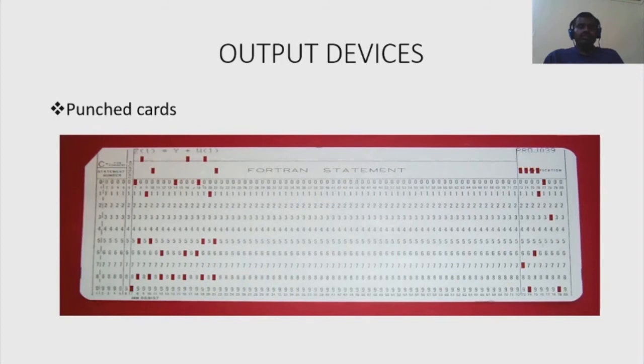Output devices. Then we come across punched cards. Punched cards are both an input as well as an output device, with which we can feed the data and get back the information from the computer.